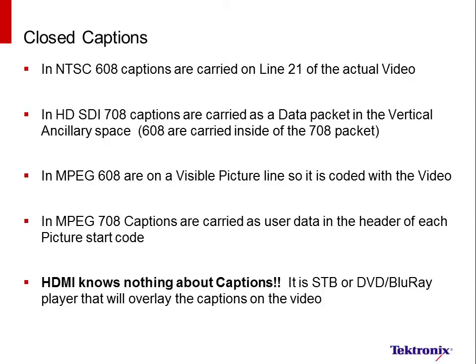HDMI and closed caption data. In NTSC, we're used to 608 captions being carried on line 21 of the actual video itself. In HD-SDI, the captions are carried as data packets in the vertical ancillary data space. 608 is buried inside of the 708 packets. In MPEG, the 608 are actually on an actual visible video line encoded with the video. In 708 captions, it is carried in the user data in the header of each picture start code.